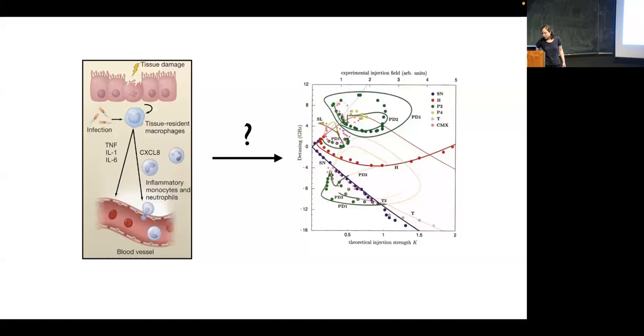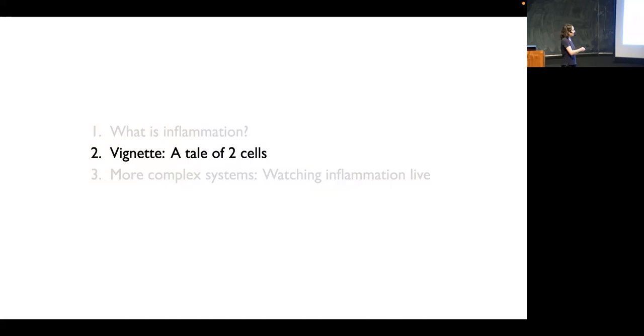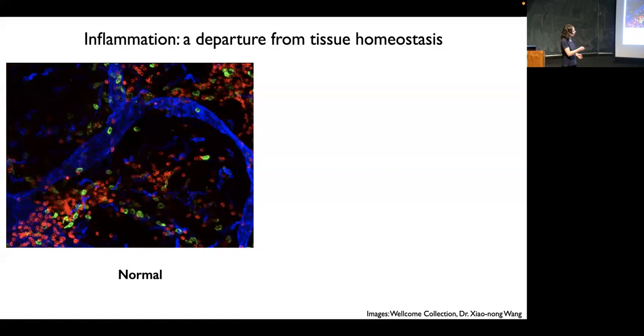So next, I'm going to tell you a story about a model that I think illustrates how we can start thinking about inflamed states, and also what are the ingredients that we need to start thinking about the inflammatory system in this way. So, as mentioned, this is a really nice set of work from a team of physicists and immunologists. The perspective that they start from is that inflammation is really a departure from tissue homeostasis. Here, this is a fixed section of tissue that has been stained for a few different cells. And these in red and green are a couple of different types of immune cells.